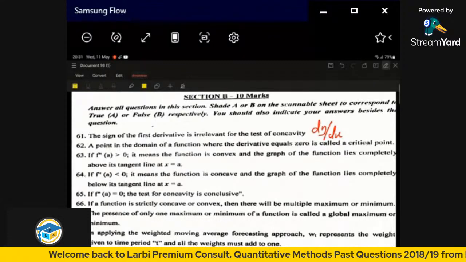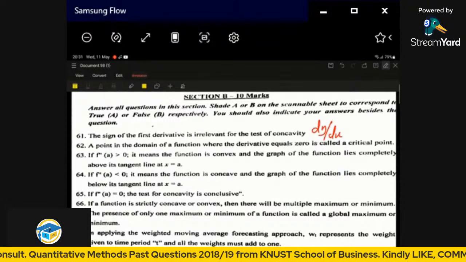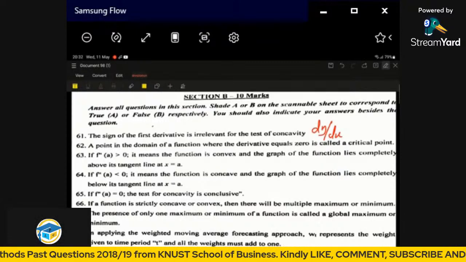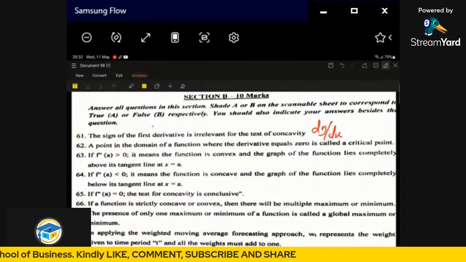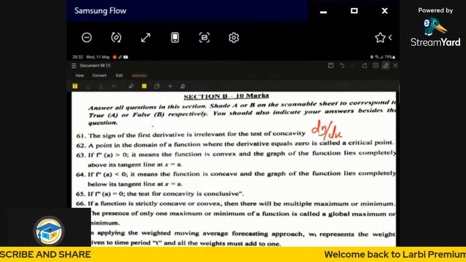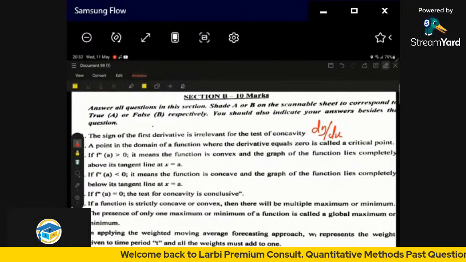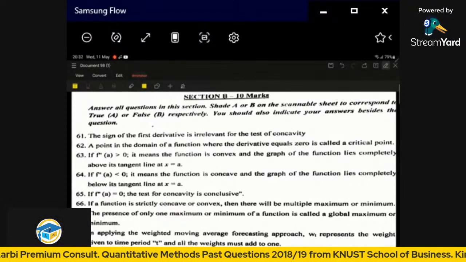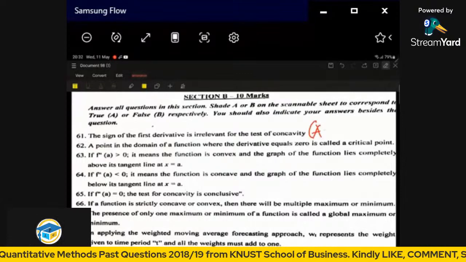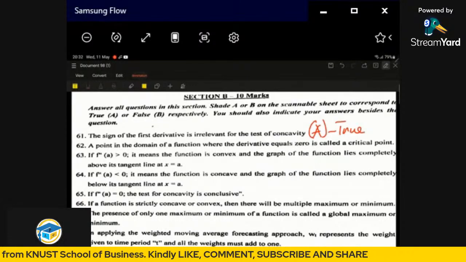All right. So here we are saying that the first derivative, as indicated here, is irrelevant for the test, and that is true because we don't use the first derivative to test for concavity. Actually, we find the second derivative that will help us know whether this function is a maximum, a minimum, or a function at the point of inflection. So let's be guided about that. So here we can say that 61 is true. So that's going to be shaded as A, as true. Is that okay? So here it's irrelevant.